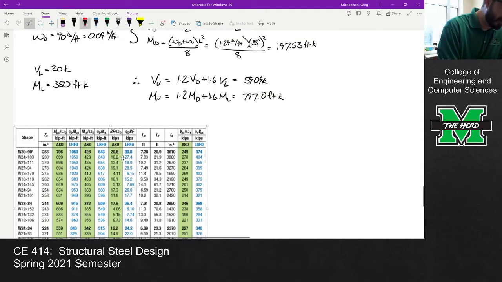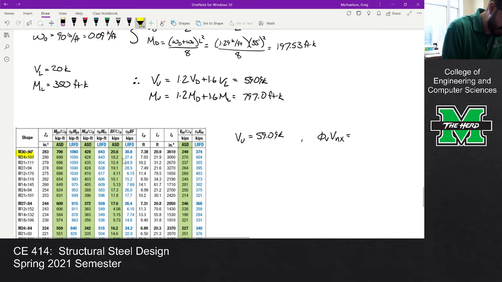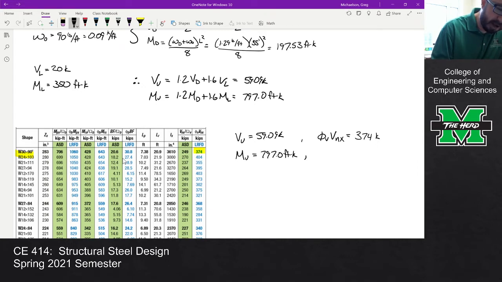So we have, for example, VU is 59.09 kips and phi VN is right here. It's the W30 by 90, and we're looking at that. So that's 374 kips. So we know that our section is good. What about MU? MU is 797.0 foot kips. And phi MPX is 1060. We know we're good there. So we meet shear requirements.